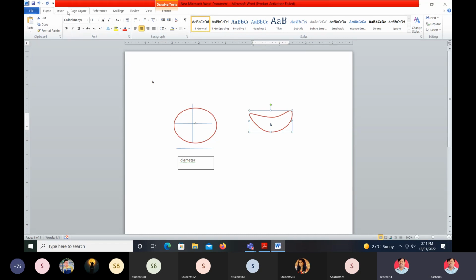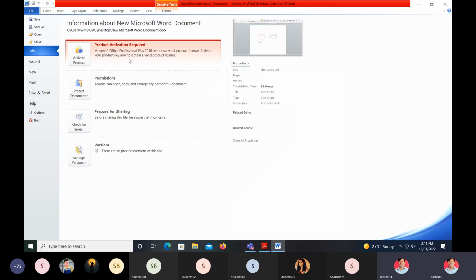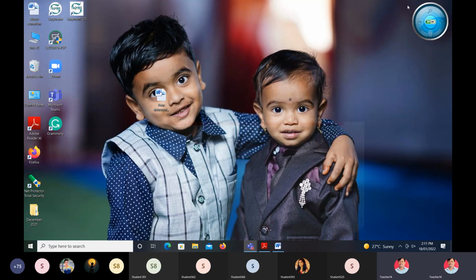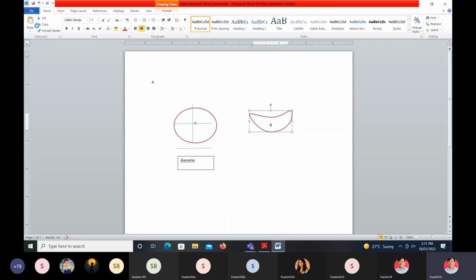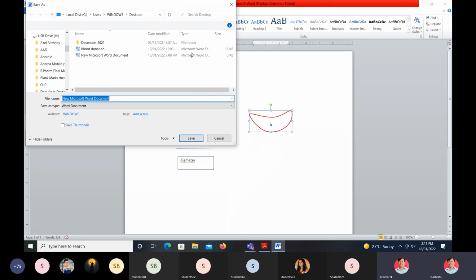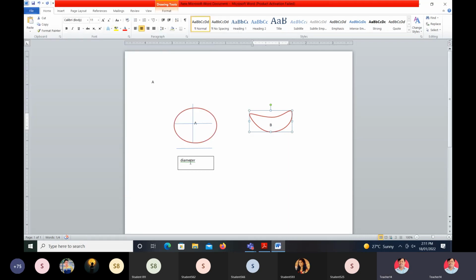Why is B asymmetric? Because in case of A type of particles, we are going to consider its equivalent diameter. If it is A, then we are going to measure the diameter of the particle. The diameter of the particle is easily possible to measure with the help of a scale.